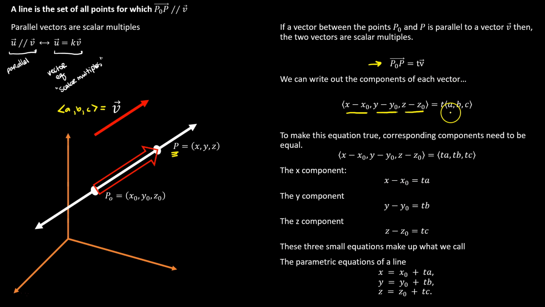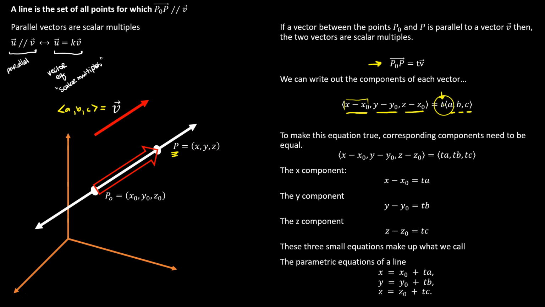So then I plug in the a, b, c component form of the vector v, and I carry down that scalar t. In order for this equation to be true, the corresponding components have to match. So the first component in my left side of the equation has to correspond to the first component on the right side of the equation.